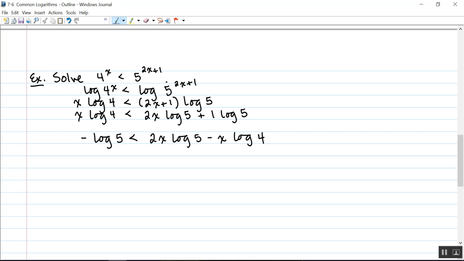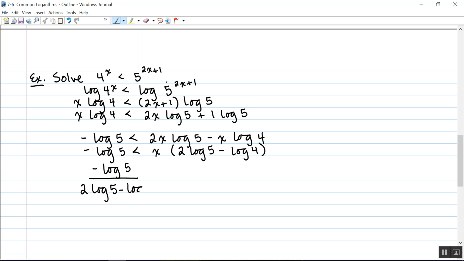Okay. And on this side of the inequality, I'm going to leave this the same. And on this side of the inequality, I'm going to factor an x out of each term. So I'm going to take an x out of that, and that leaves me 2 log of 5 minus 1, basically, log of 4. And now to get x all by itself, I'll divide both sides by this parentheses. So I'm going to have negative log of 5 divided by this whole stuff in parentheses here, 2 log of 5 minus log of 4, and that is less than x.